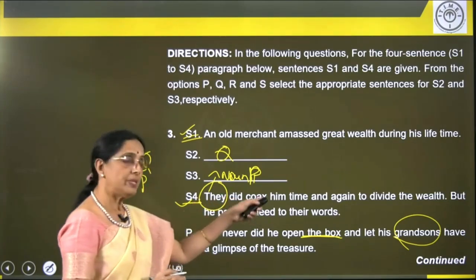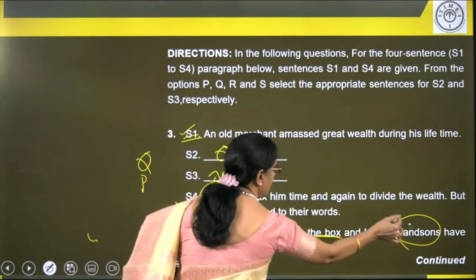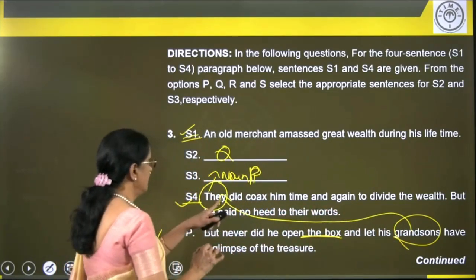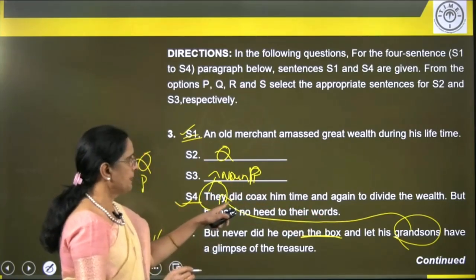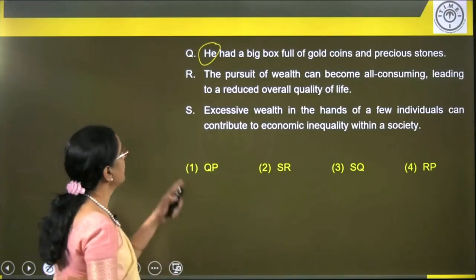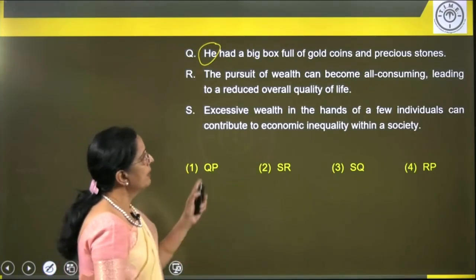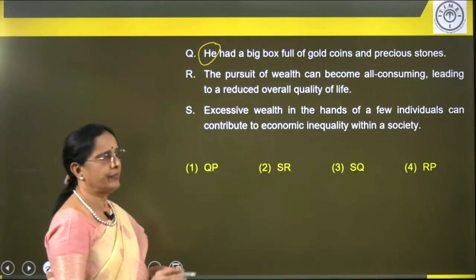They did coax him time and again. Who are they? Grandsons. Direct connection. Grandsons is the noun, they is the pronoun. So I told you the noun is grandsons. Agree? Now let's look at the other statements. Pursuit of wealth can become all-consuming, leading to a reduced overall quality of life.